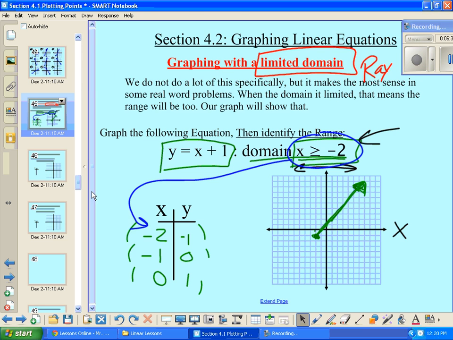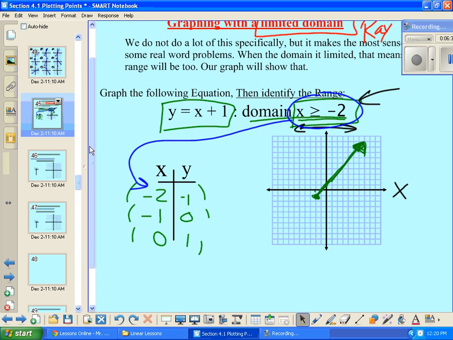Good. So far so good in this problem. The last thing we gotta do, as the directions say, is identify the range. So I haven't done this yet. Identify the range. Remember what the range is? That's all the possible y values we can get out of this equation. Domain is all the possible x values we can plug in. Range is all the possible y values we can get out.